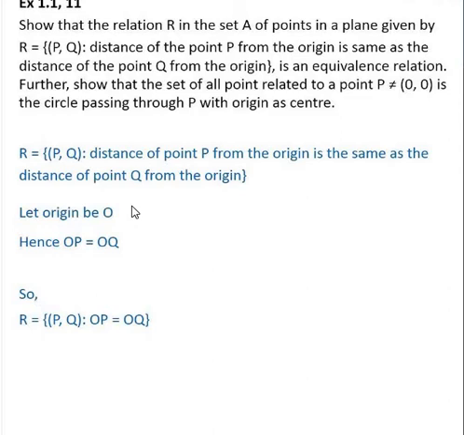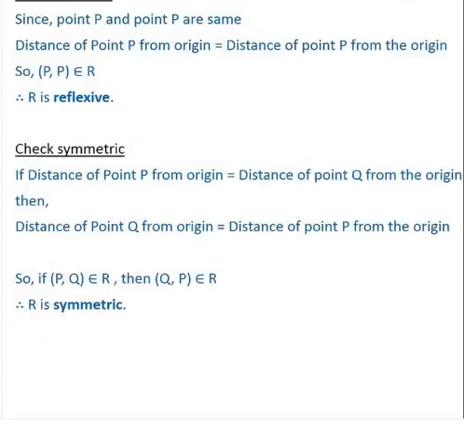So let the origin be O. So here what should be satisfied? That OP, that is the distance of O from P, should equal the distance of O from point Q. Okay, so in a simple way we have written our relation R. The condition of the relation is if OP equals OQ, then only (P, Q) belongs to R. So let us move further. So let us check reflexivity. Since point P and point P are the same, the distance of point P from the origin equals the distance of point P from the origin. That means (P, P) belongs to R.